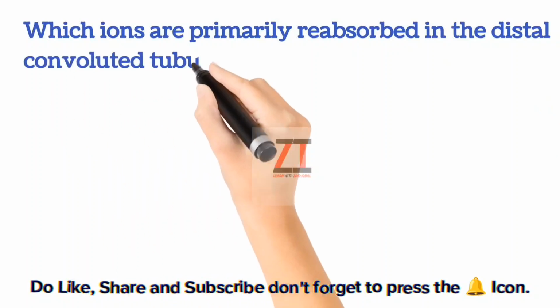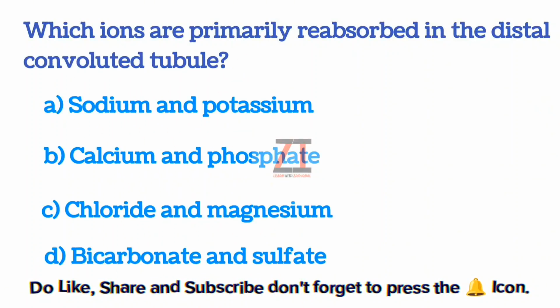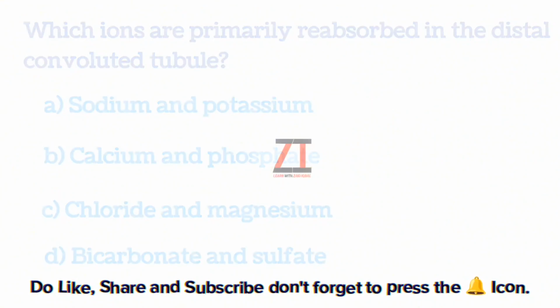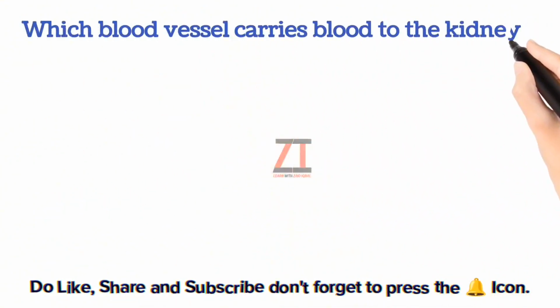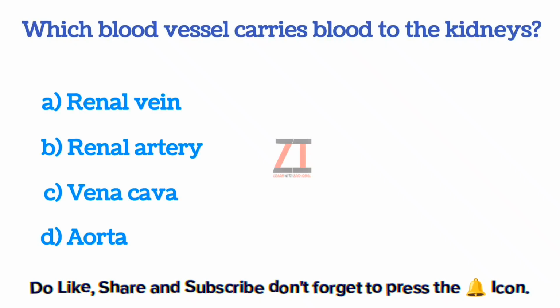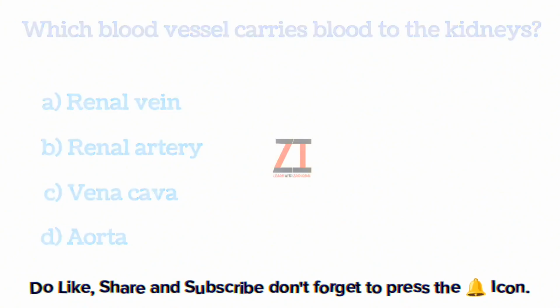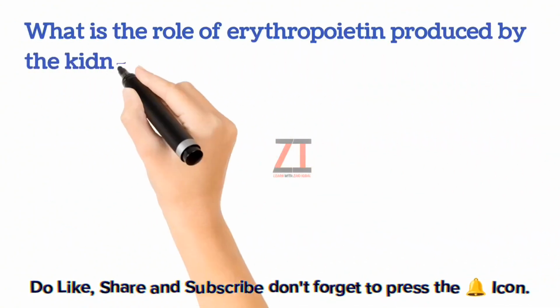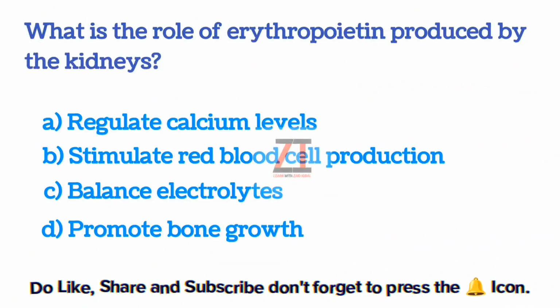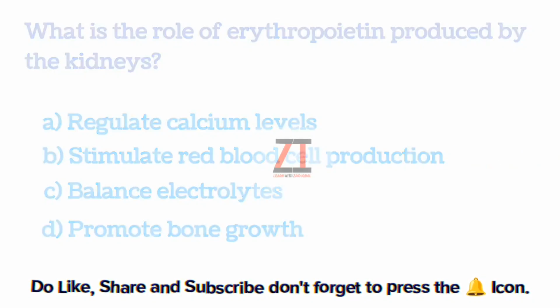Which ions are primarily reabsorbed in the distal convoluted tubule? Right answer is option A, sodium and potassium. Which blood vessel carries blood to the kidneys? Right answer is option B, renal artery. What is the role of erythropoietin produced by the kidneys? Right answer is option B, stimulate red blood cell production.